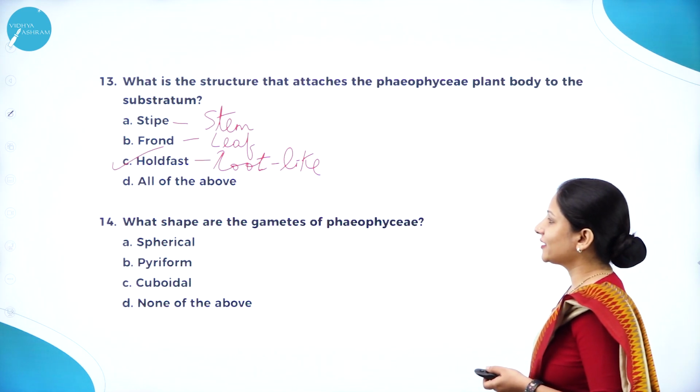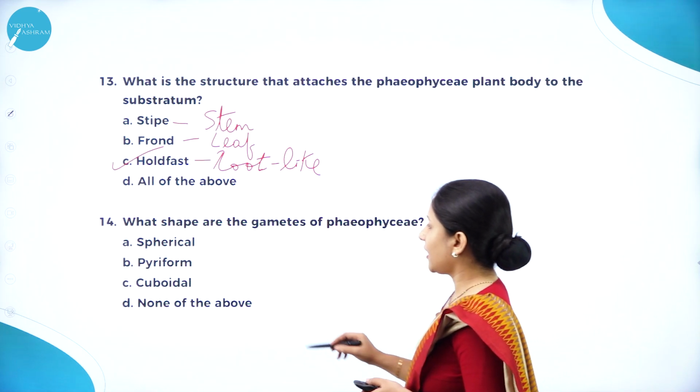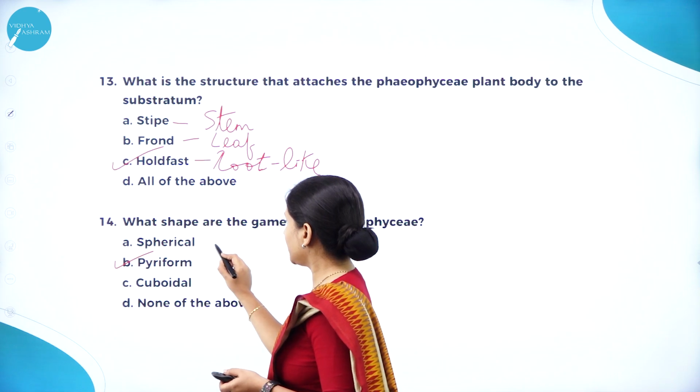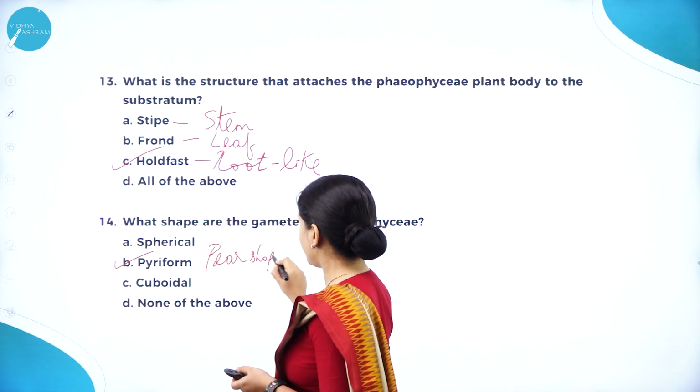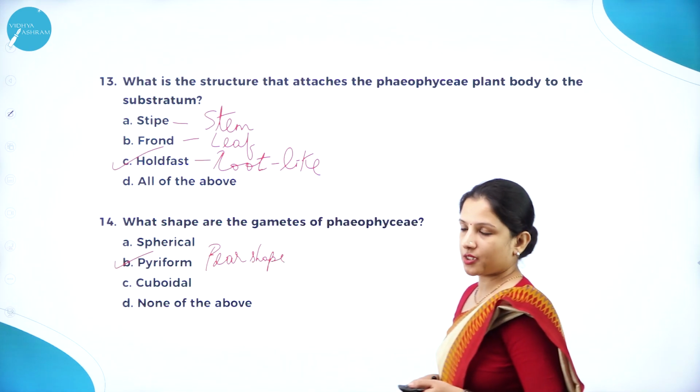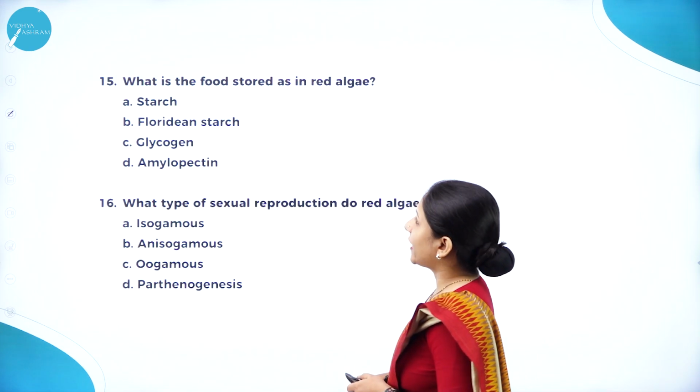Next, what shape are the gametes of Phaeophyceae? They are piriform, or instead of piriform, they can also give it as pear shape. Because piriform is nothing but pear shape. Option is pear shape. Next, what is the food stored as in red algae?